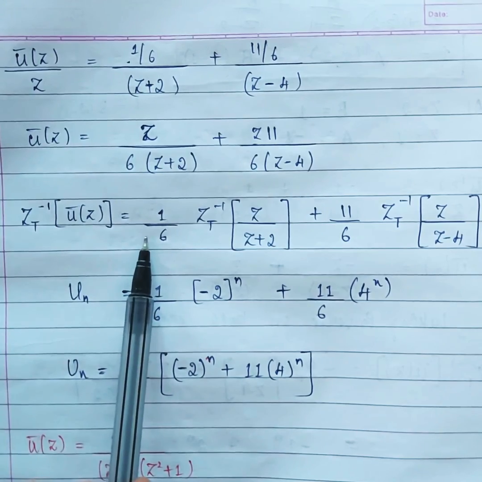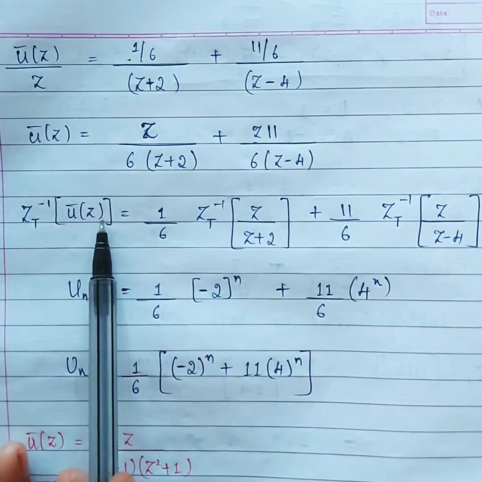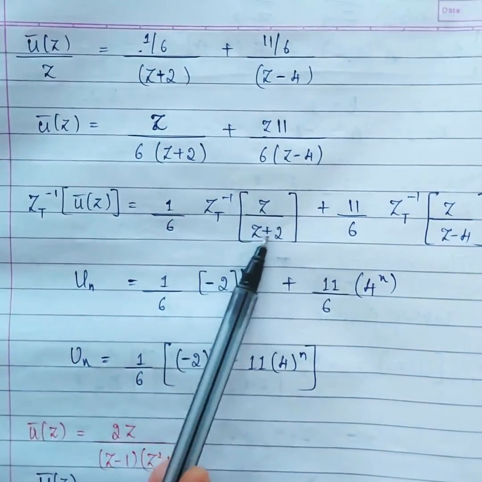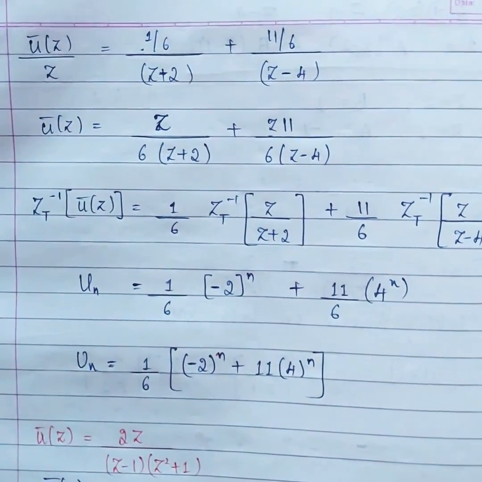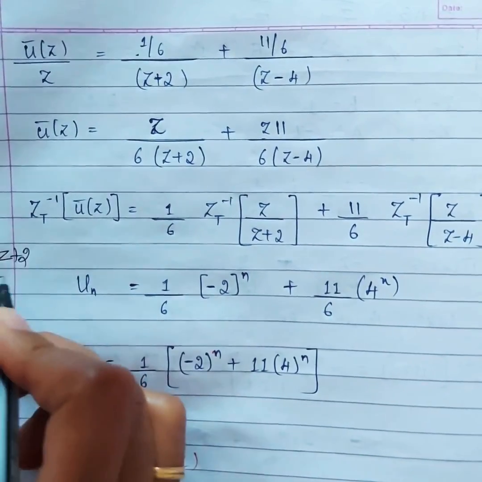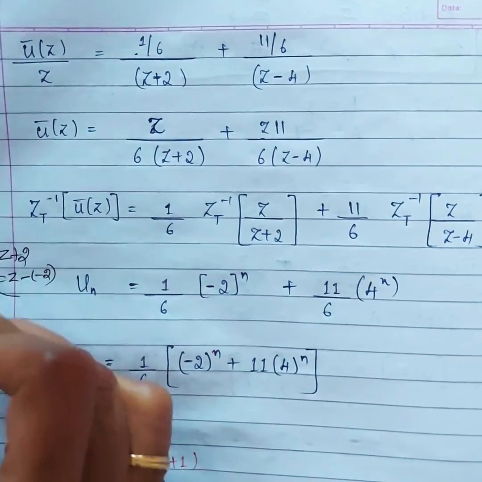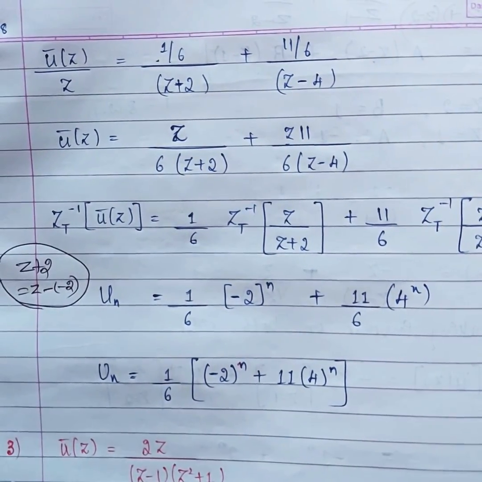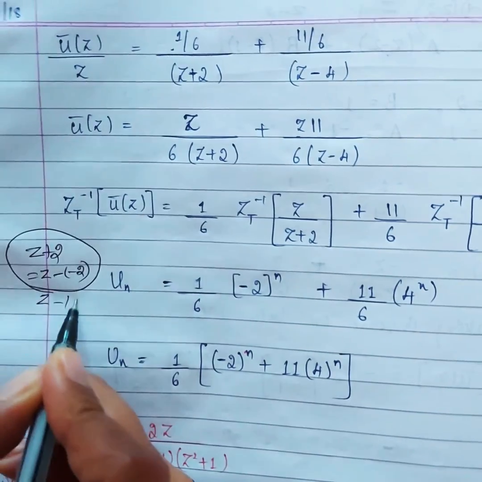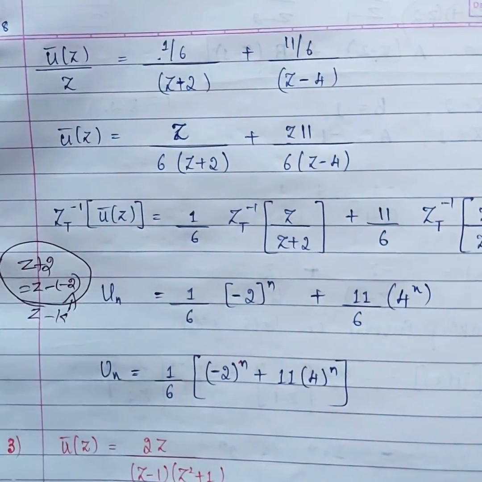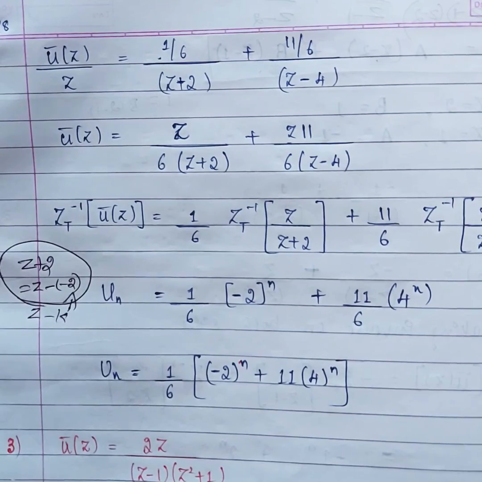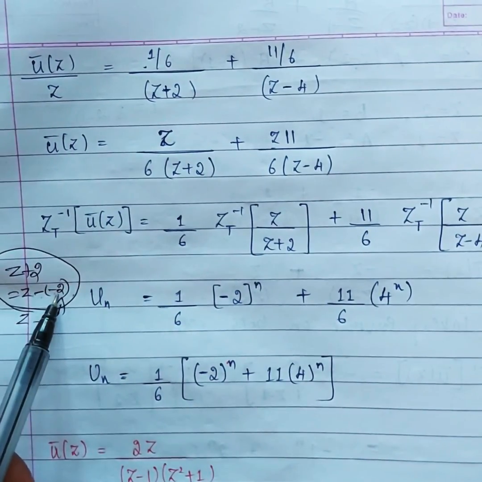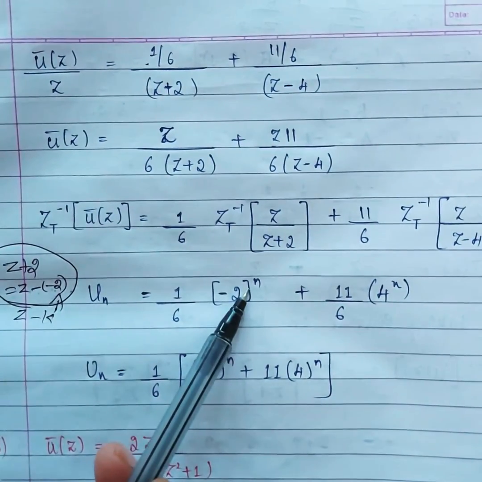Now you apply the inverse transform on both sides. Z transform inverse of u bar of z, as per definition, it's un. 1 by 6 into z by z minus k, right? Z plus 2, how will I write? Z plus 2 I can write as z minus of minus 2. So now I am going to compare this with z minus k. In the place of k what do I have? Minus 2. Please be careful. So z plus 2, again I repeat, is nothing but z minus of minus 2. So z minus k, in the place of k I have minus 2. That is why we have written minus 2, the whole power n.